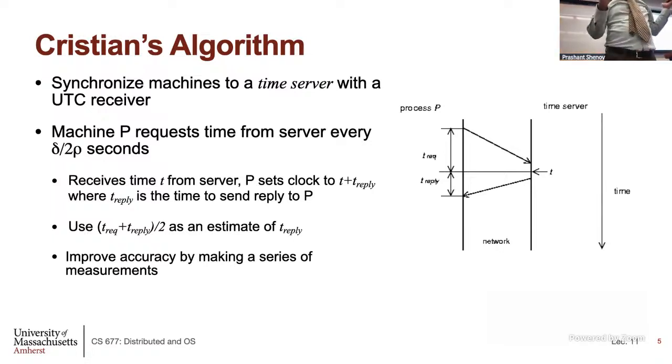But by and large, all clock algorithms are going to be doing exactly this. They're going to send a request to the time server, get back a reply, but they have to correct for the network latency. Okay? So you have to estimate the network latency somehow and add it to T, and then you synchronize your clock. And this delta over 2 rho is going to tell you, that's a configurable parameter delta. It will tell you how frequently to run this program.